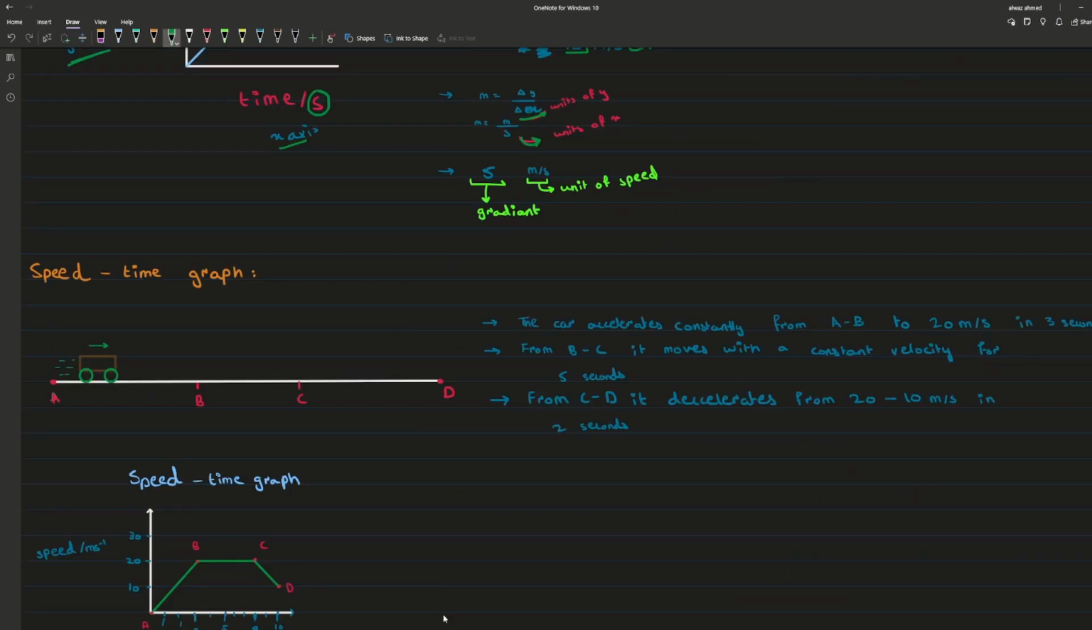Okay, moving on, let's talk about speed time graphs now. I've got another example here that we can use to help understand how we can construct speed time graphs.